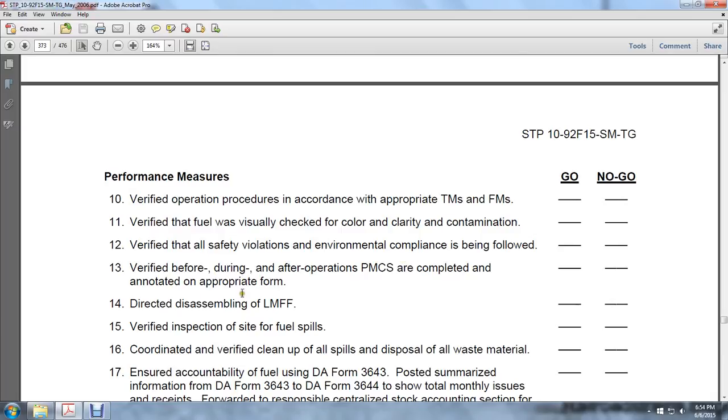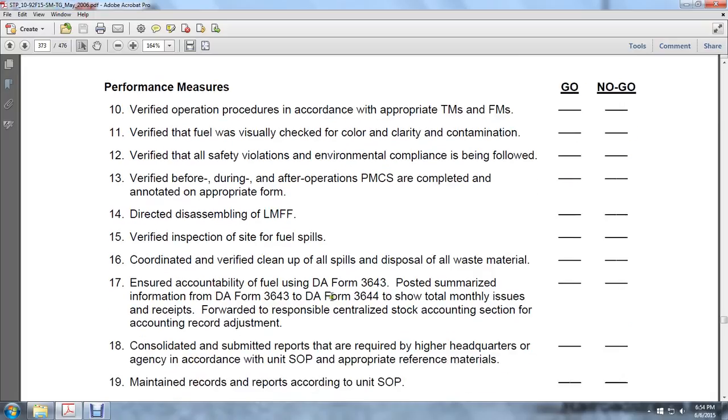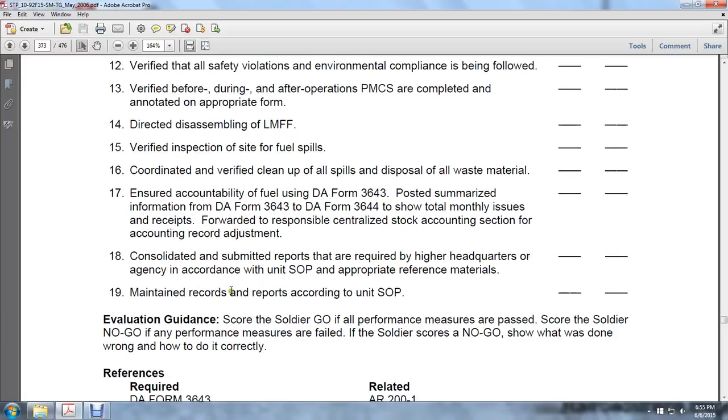Directed disassembly of the load modular fuel farm. Verify the inspection of the site for fuel spills. Coordinated to verify cleanup of the spills and disposal of all waste material. Ensured accountability using the DA Form 3643, post and summarize information of the DA Form 3643 and 3644 to show the total monthly issues and receipts. Forward to the responsible centralized stocking account section for the accounting record adjustment. Consolidated submitted reports required by higher headquarters or agencies in accordance with the standard authorization procedures, appropriate references, materials, maintain records, reports of this according to the standing authorization procedures.